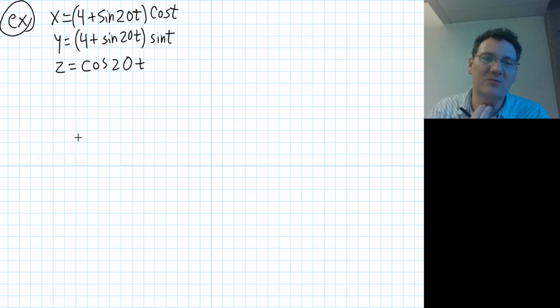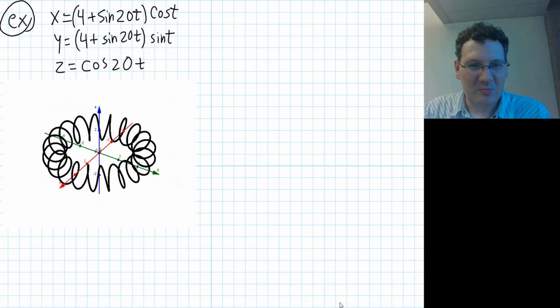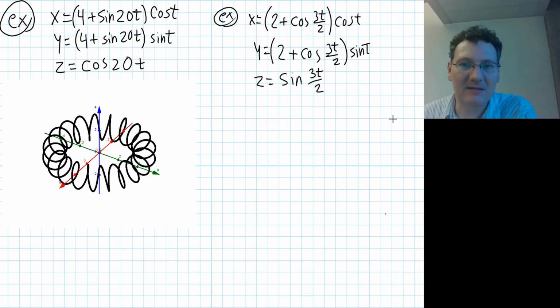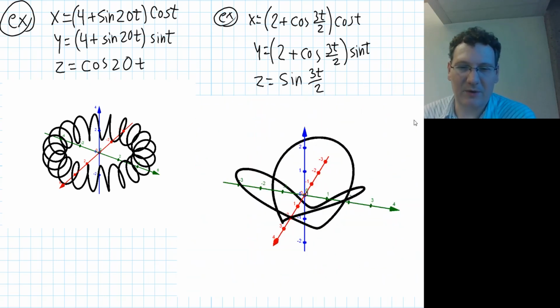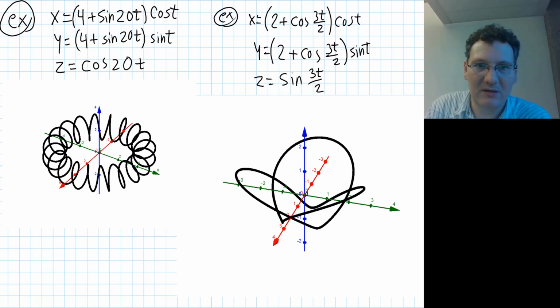Here's an example of one that you would never guess what it looks like before graphing it. So you have this kind of spiral that goes in a ring. And then here's another example. Okay, so if x is 2 plus cosine of 3t over 2 times cosine t, and y is 2 plus cosine of 3t over 2 times the sine of t, and z is the sine of 3t over 2, here's what this is going to look like. So this kind of squiggle that goes around in 3D space. So you can see you can generate a lot of strange curves in space using these vector functions and parametric equations.